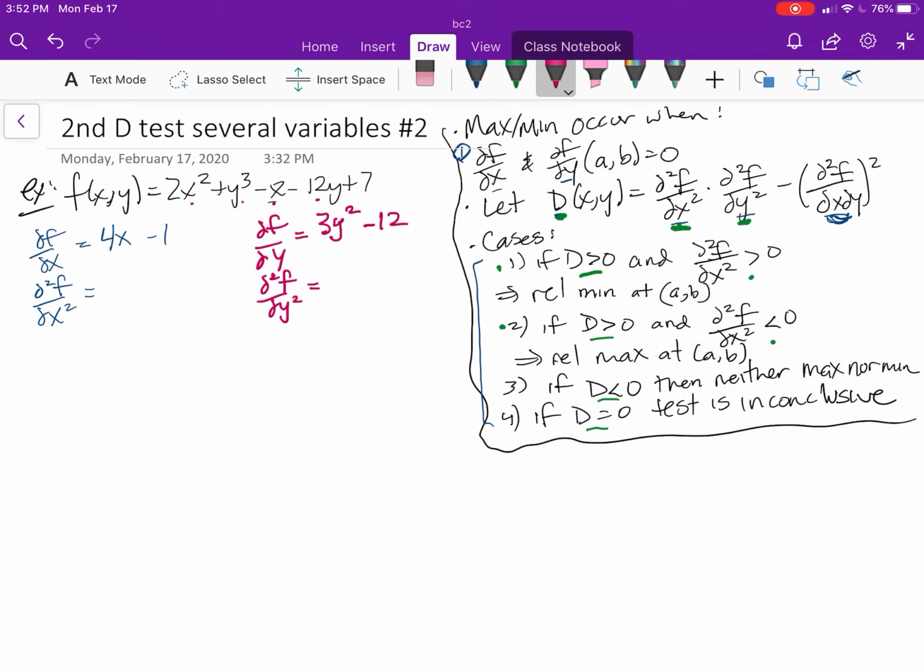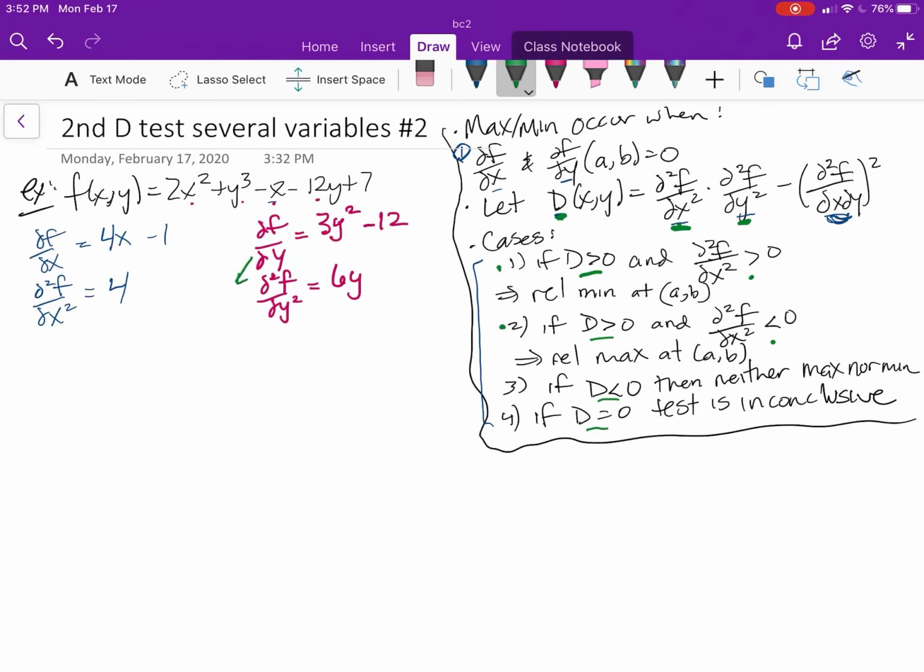Okay. Again, let's do second partials while we have it. So the second partial with respect to y, we get 6y, and then that's 0. Second partial x here, we just get 4. And then again, we need the second partial y then x, or x and y. We should get the same thing.